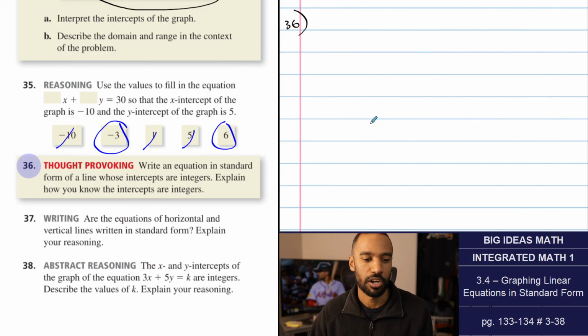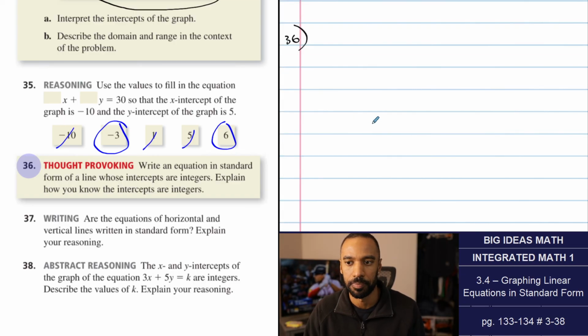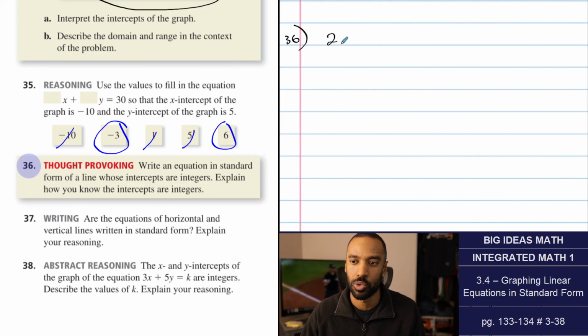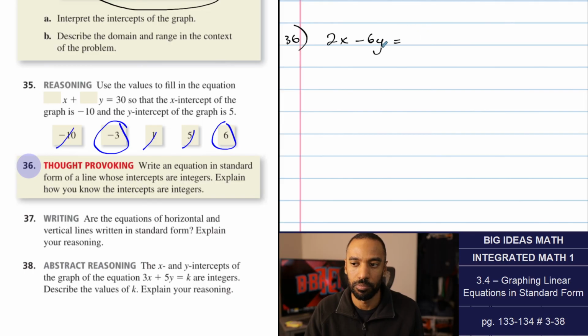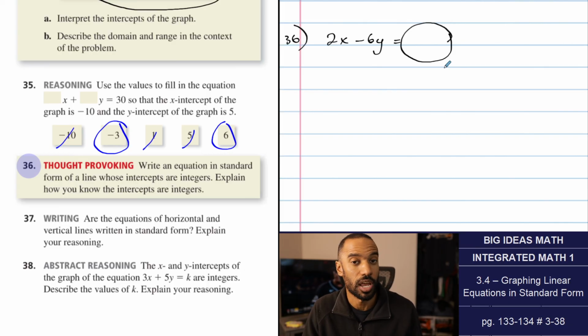Number 36, thought-provoking. Write an equation in standard form of a line whose intercepts are integers. Explain how you know the intercepts are integers. Okay, I get to come up with my own equation. I'm going to make up my own numbers here. I'm going to say 2x minus 6y equals. In order for the intercepts to be integers, remember, when we find intercepts, we divide this number by 2 for the x-intercept, and this number by negative 6 for the y-intercept. That means my number here needs to be divisible by both 2 and negative 6, which is another way of saying it needs to be divisible by 6.